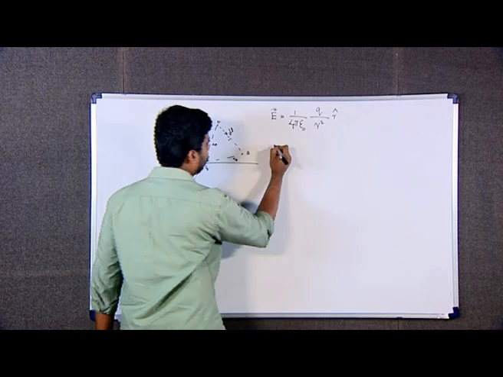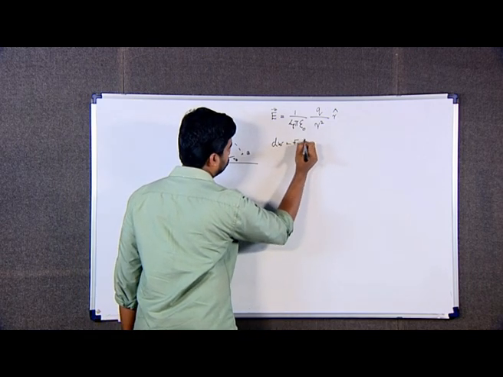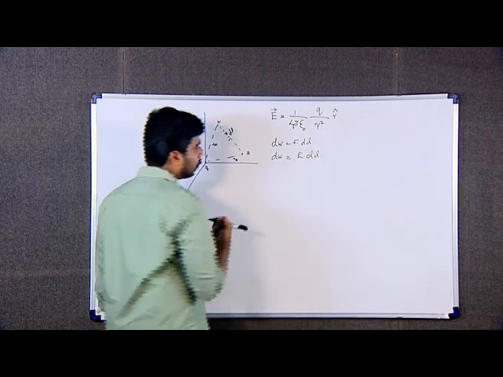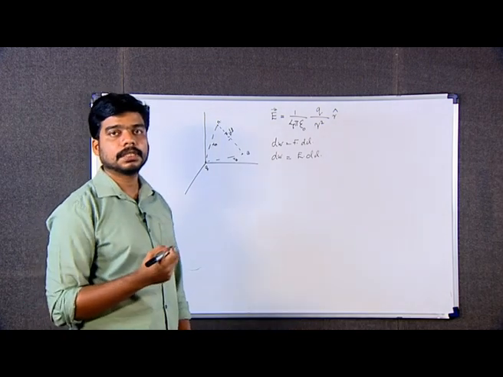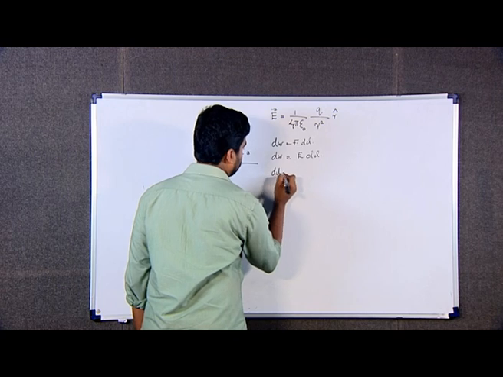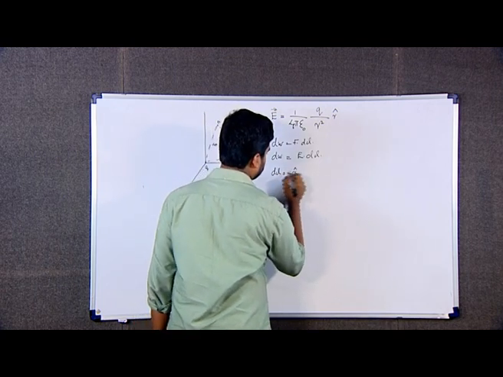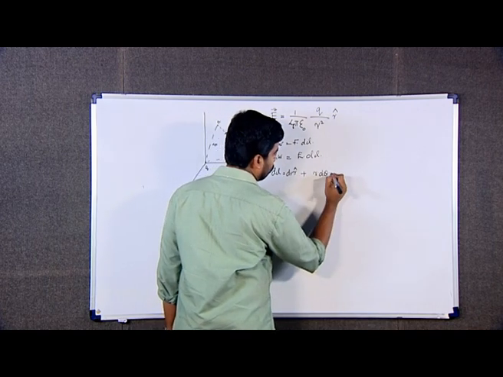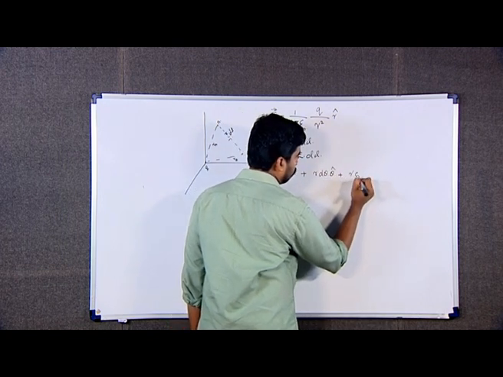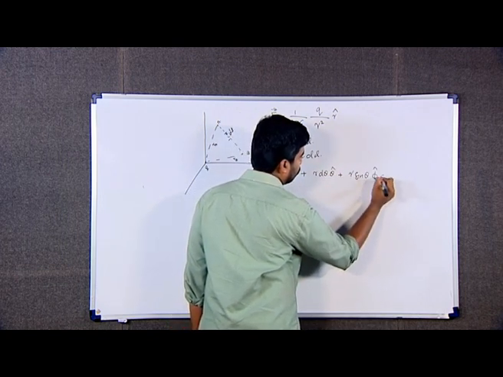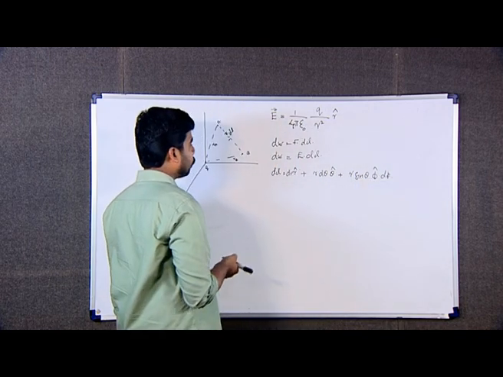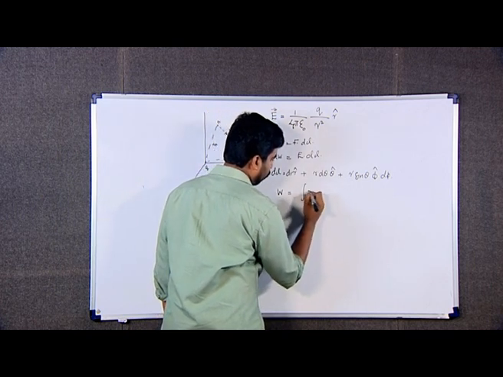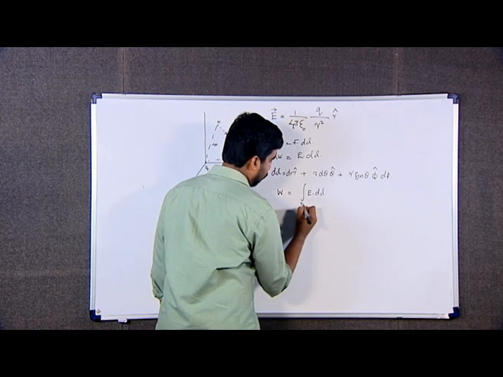So, the total work done dW is equal to F dot dl. Now, I can write it as dW is equal to E dot dl. And in the spherical polar coordinate system, this dl is nothing but, we know, r cap dr plus r d theta theta cap plus r sin theta phi cap d phi. Now, the total work done is equal to integral E dot dl, and the reference points are Ra and Rb.